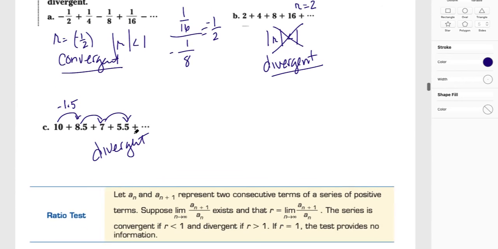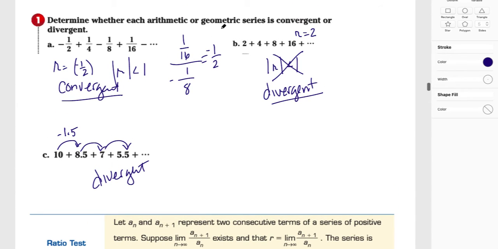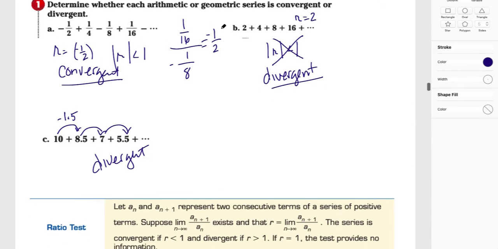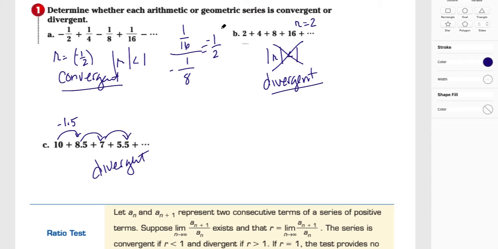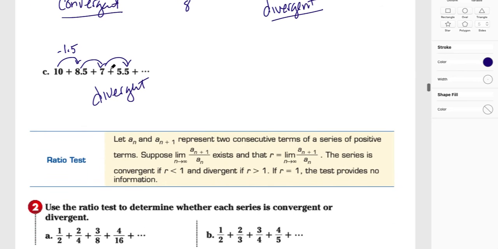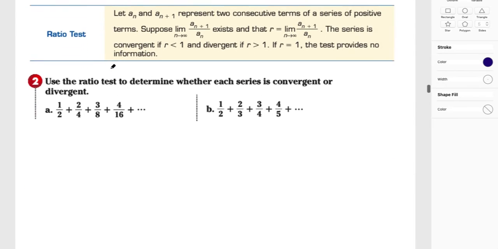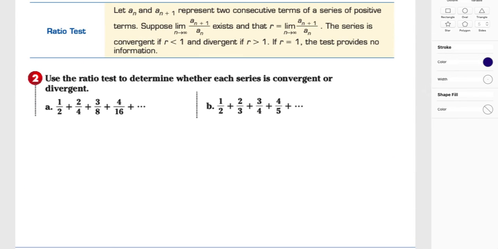Now, the thing is, example 1 only dealt with arithmetic and geometric sequences. And so it's kind of easy to tell that arithmetic sequences will never converge and geometric sequences will converge as long as we have this common ratio thing. That's fine. But what happens when we're not dealing with that type of sequence? So let's take a look at the ratio test.